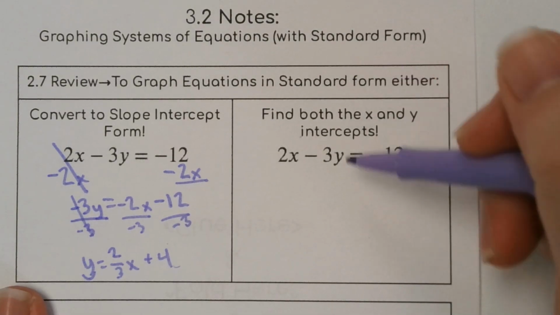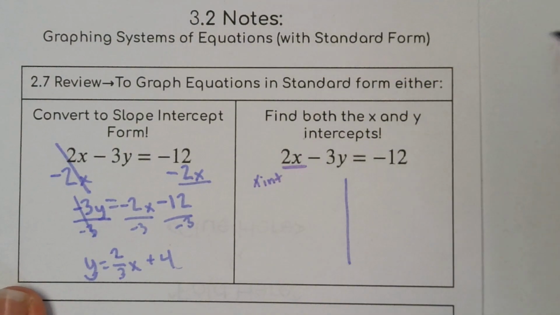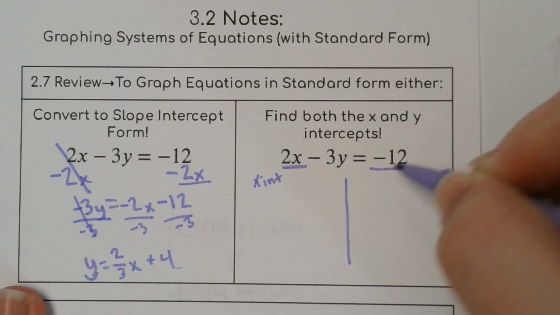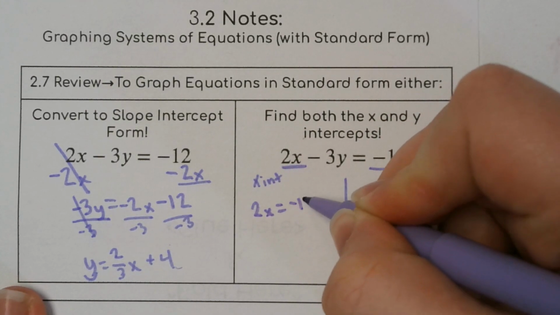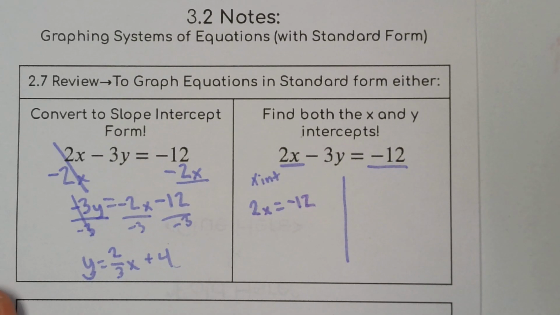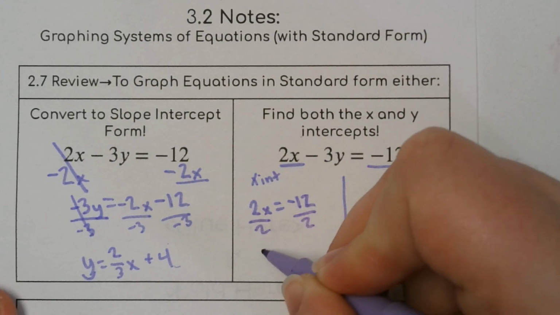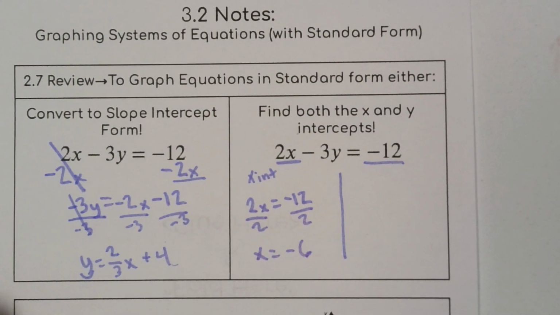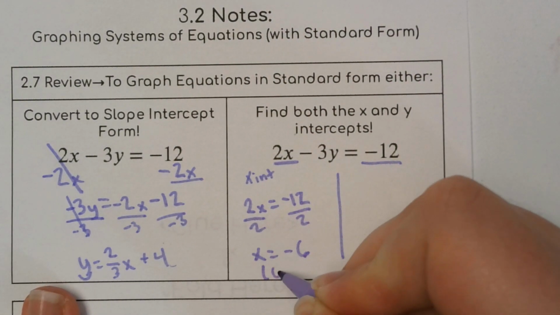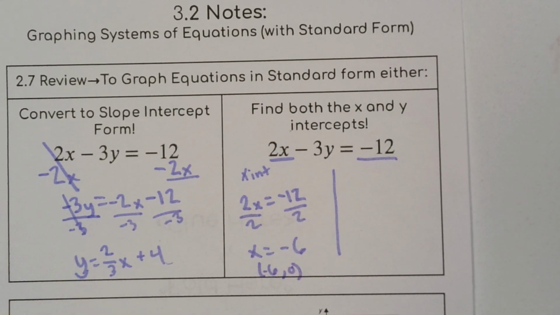All right, for the x and y intercepts, for our x-intercept, we take our x term, set it equal to the number on the right. So we take 2x, set it equal to -12. You solve that out. We divide both sides by 2. We get x equals -6. So we would put a point at -6, 0 on our x-axis.